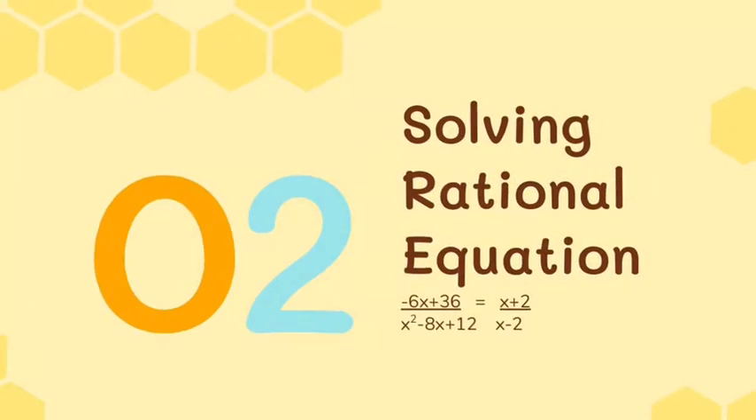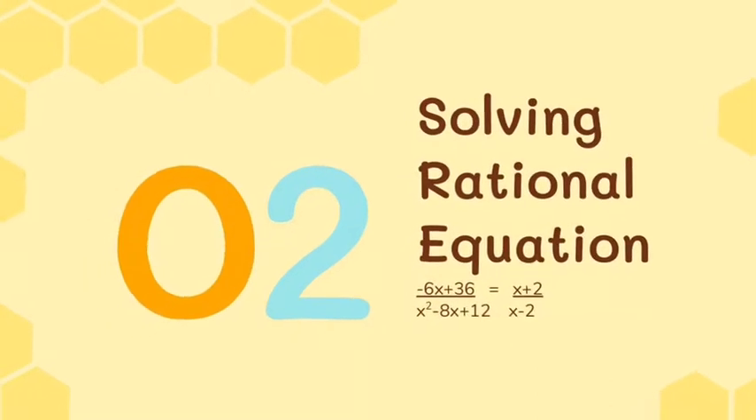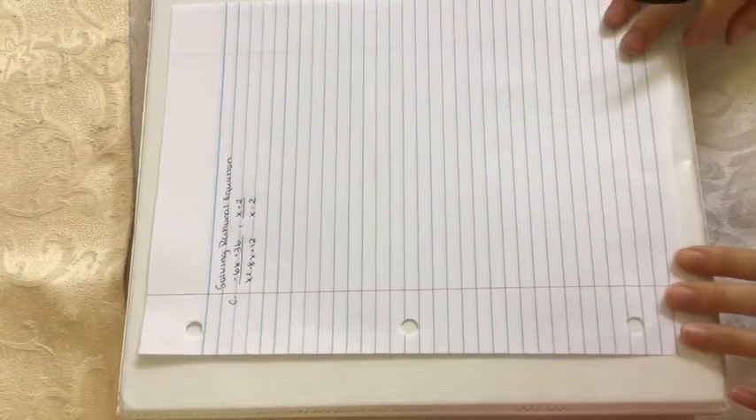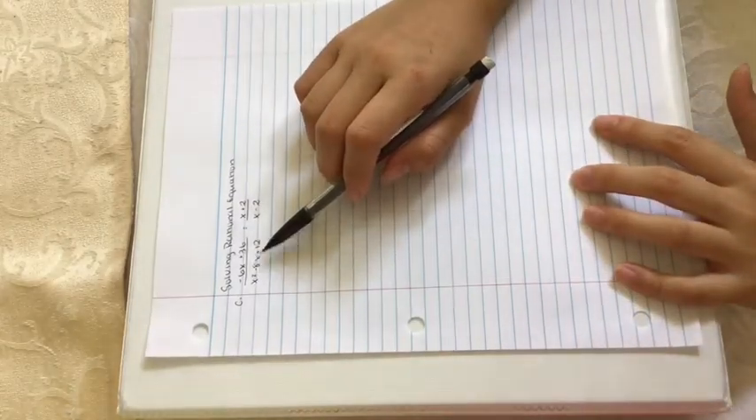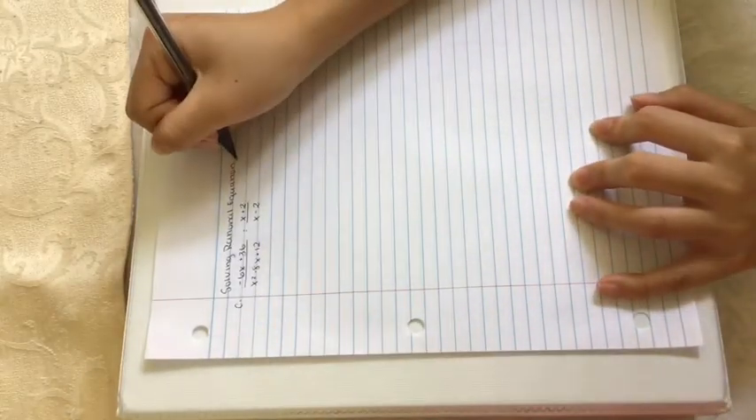For example 2, I'm going to be doing problem C. First, we want to factor out everything that we can. I'm just going to start by factoring out the denominator, and I'm going to be using the diamond method.